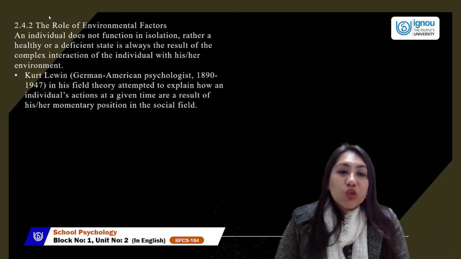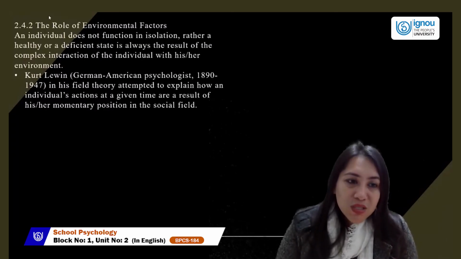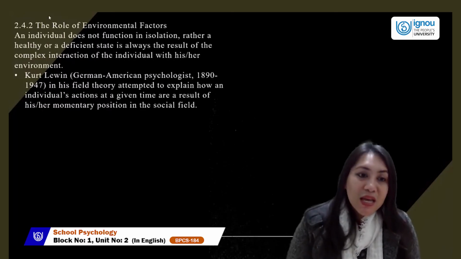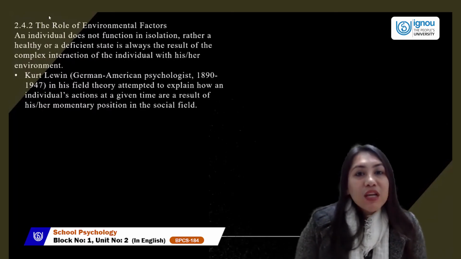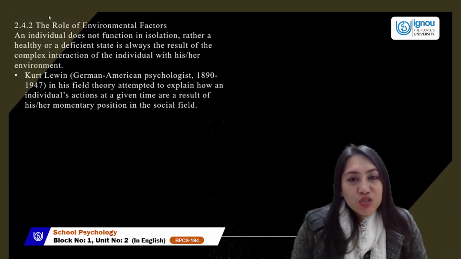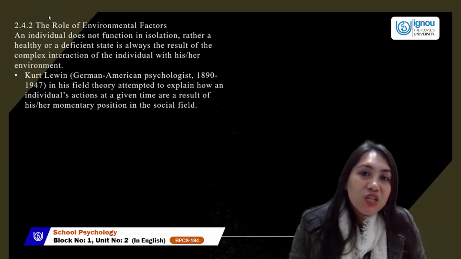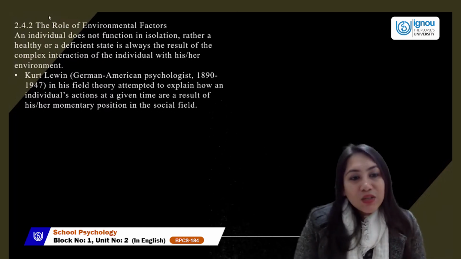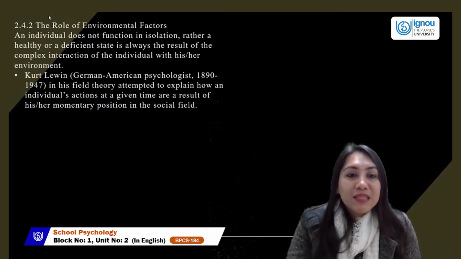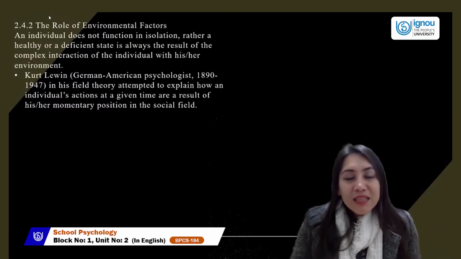Then we speak about Kurt Lewin. Kurt Lewin was also a renowned psychologist. He was a German American psychologist and put out a theory. He attempted to explain how an individual's action at a given time is a result of the momentary position in the social field. That suggests that whatever we do as an individual is a result of our position in a social interaction, in a social field, in the society where we stand. So our interactions are ideally impacted by what? Our interactions in the society.